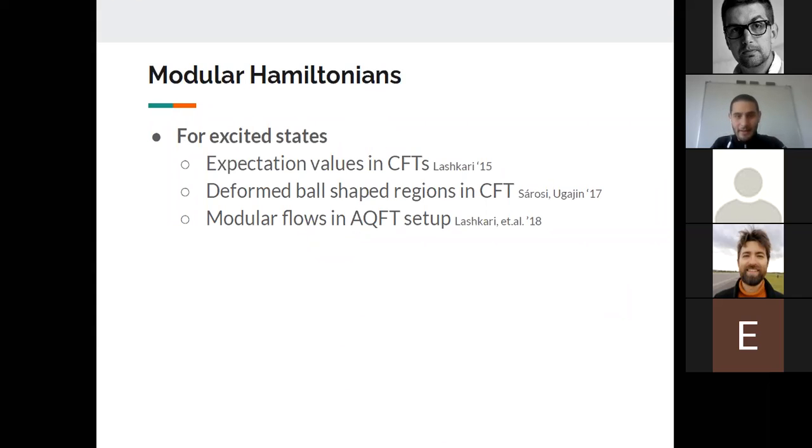So for excited states, less is known. We have found these three papers. Lashkari in '15, using some replica trick, trying to deform this replica procedure, ends up obtaining these expectation values in the CFT. There was also this work by Sárosi and Ugajin, where they describe excited states in a more CFT formalism way, in the sense that you apply an operator to the vacuum and then try to understand how these excitations go around in the CFT. And there is also this more algebraic quantum theory approach by Lashkari et al., which we will make contact with later in this talk.